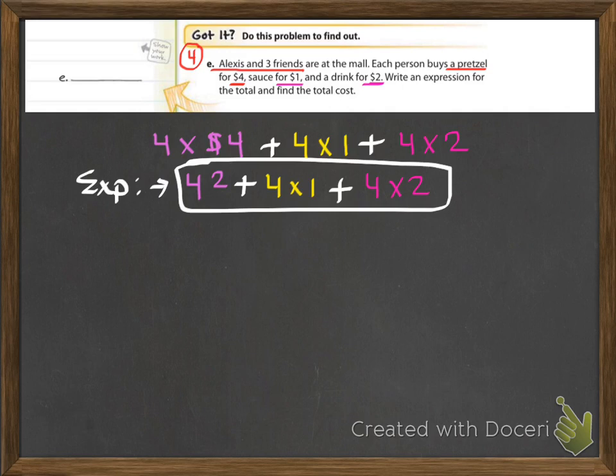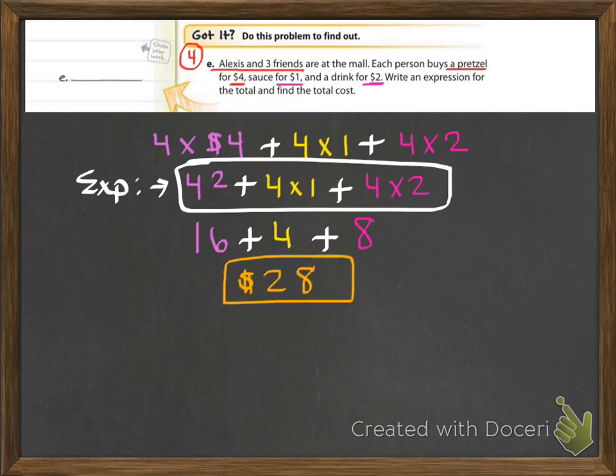And then the next part is going to be where you solve it. So 4 times 4 gives you 16, plus 4 times 1 gives you 4, plus 4 times 2 gives you 8. So now you're going to add all those together. 16 plus 4 is 20, plus 8 gives you $28. And this is also your final answer. So both of those need to be boxed because they both actually go here for your answer line. Be sure you have that now.